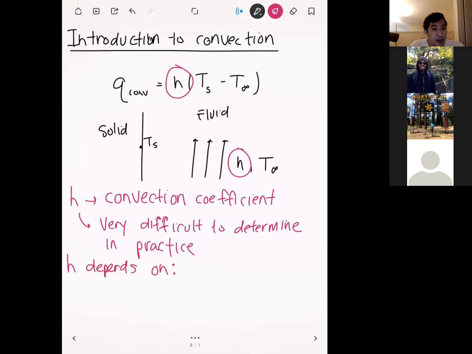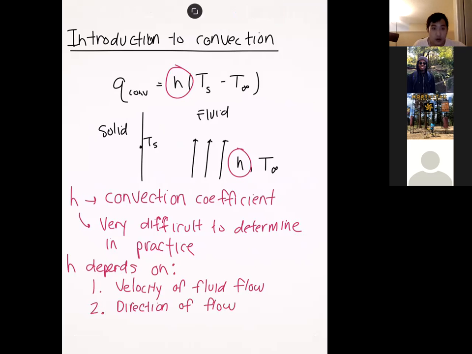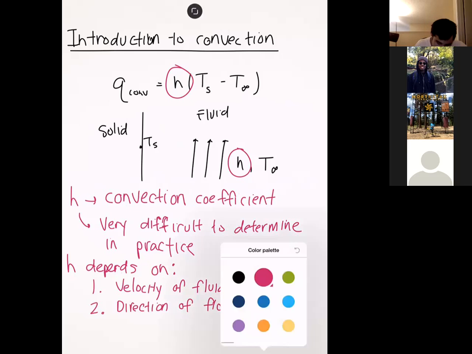A lot of it has to do with the fluid mechanics of the flow that goes around it. Some things that it depends on are the velocity of the fluid flow. It depends on the direction of the flow, or the flow patterns, or the flow field. It depends on the thermal properties of the fluid itself.